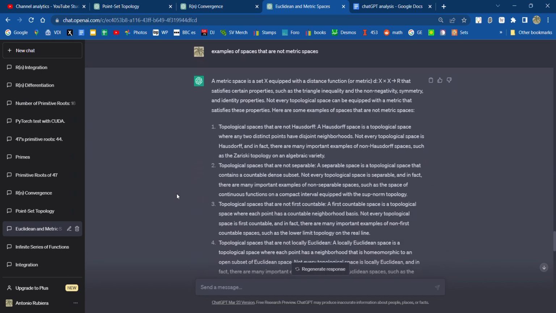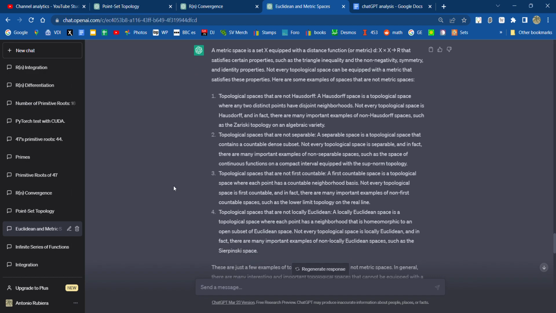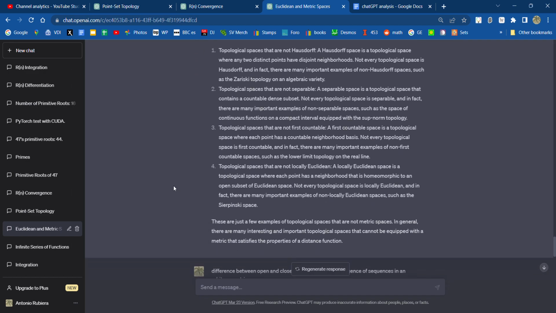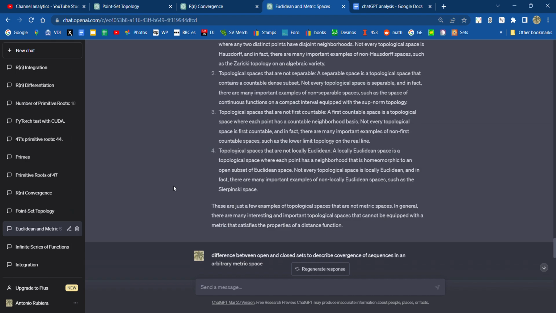Examples of spaces that are not metric spaces. You cannot measure distances. Not Hausdorff. Yeah, not countable, not separable, not locally Euclidean. Good stuff to come back to when I study more of these concepts.